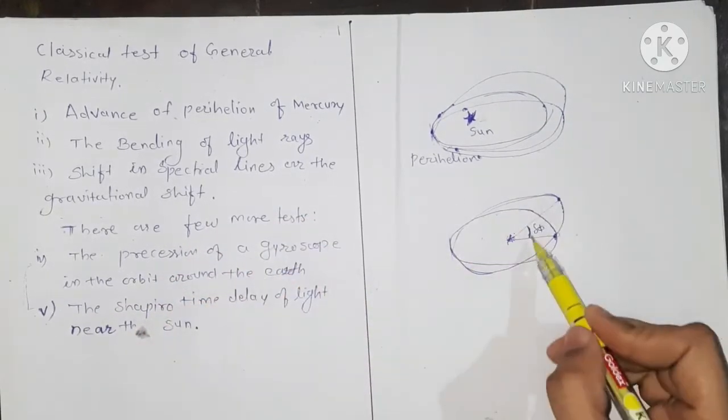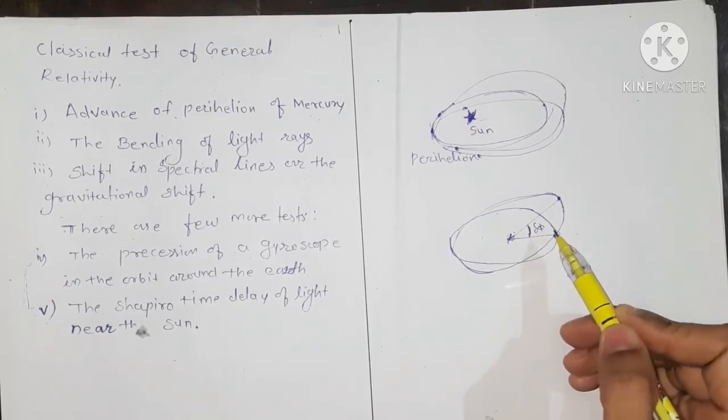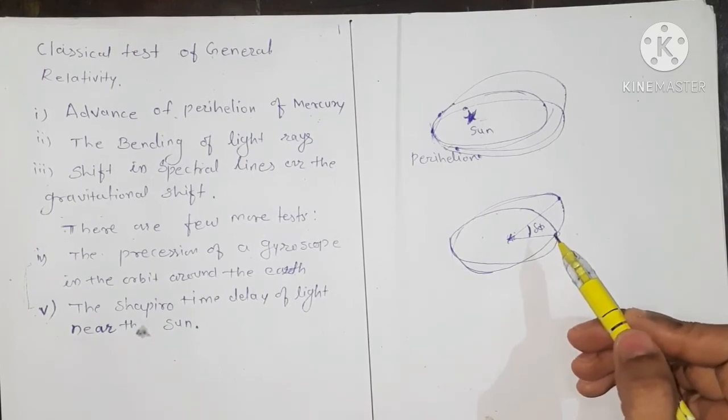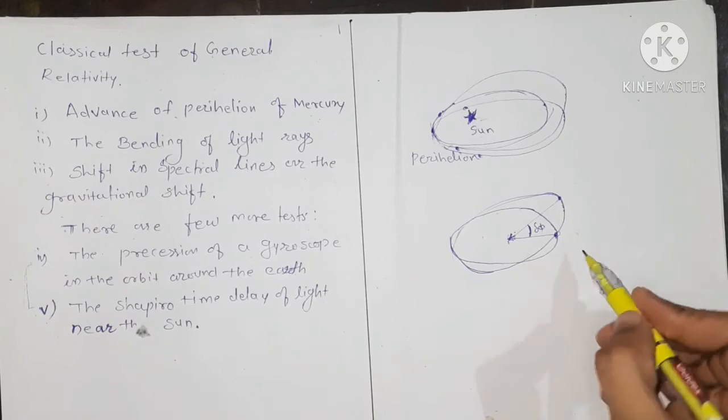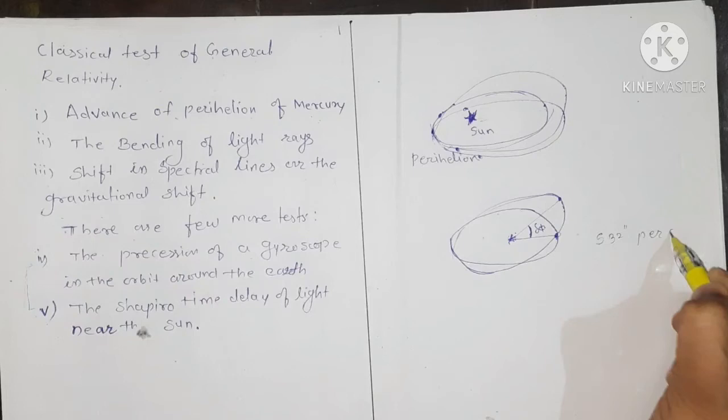So there is an angle delta phi which is very small, and it could be measured. Newton's theory, considering all known disturbances by the outer planets, gave 532 seconds of arc per century.